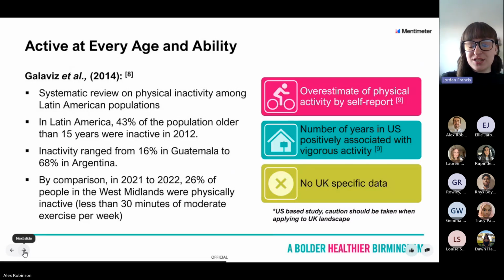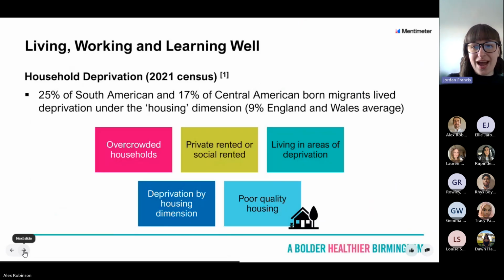Now, we have some UK-based data in the living, working and learning well section, primarily focused here on housing and housing deprivation. This is looking at England and Wales. There was no Birmingham-specific information, but it is UK-based here. It typically found in the census that 25% of the South American born and 17% of the Central American born migrants lived in deprivation under the housing domain, both much higher than the England and Wales average of 9%. In the census, housing deprivation was defined as any household where the accommodation is either overcrowded, in a shared dwelling, or has no central heating.